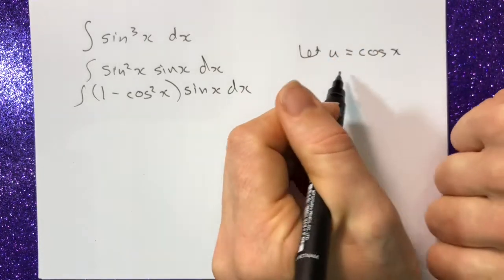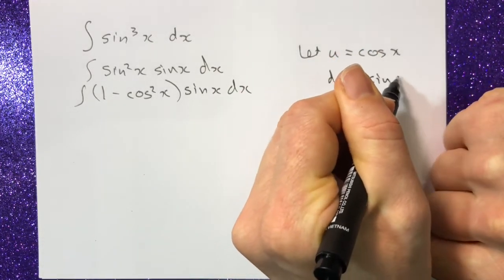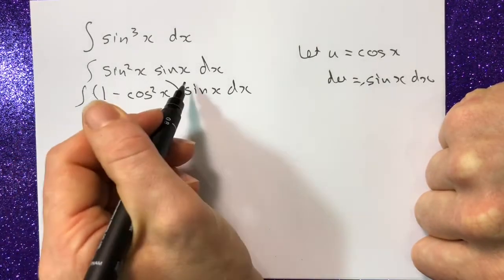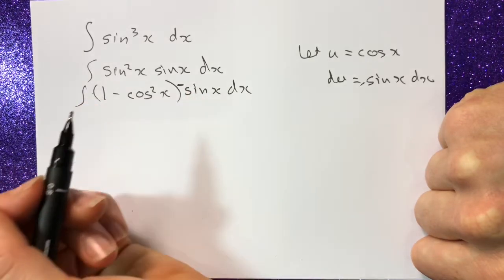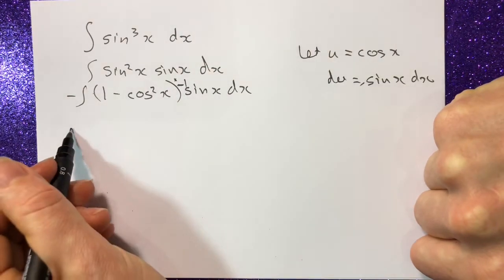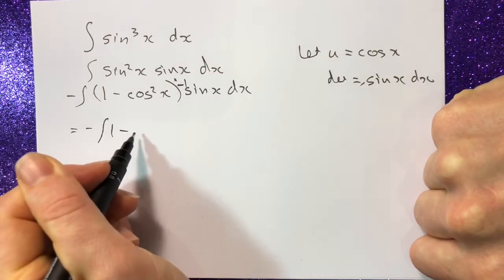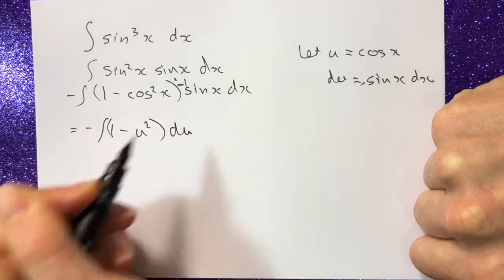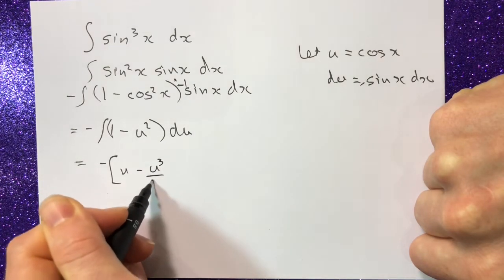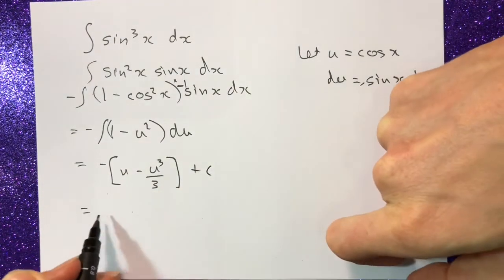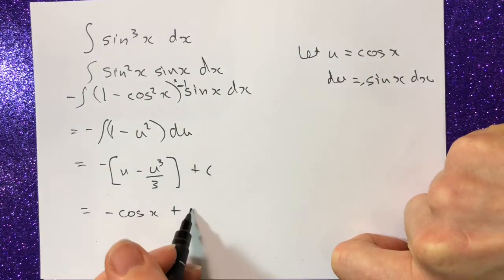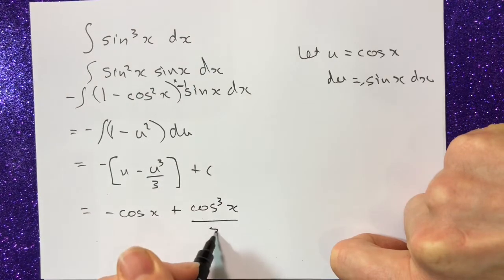u is cos x, du is negative sine x dx. So I need a negative factor, so this bracketed bit times this, so I've got it, doesn't matter where I put my negative in, if I times it by negative 1 there, I have to put a negative out the front to make it balance, minus 1 minus u squared du. u minus u cubed on 3 plus c, negative of cos x, plus, when I times that negative out, cos cubed x on 3 plus c.